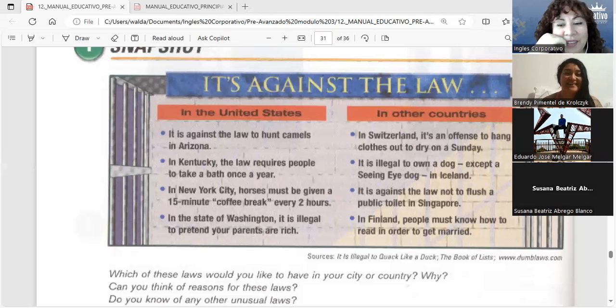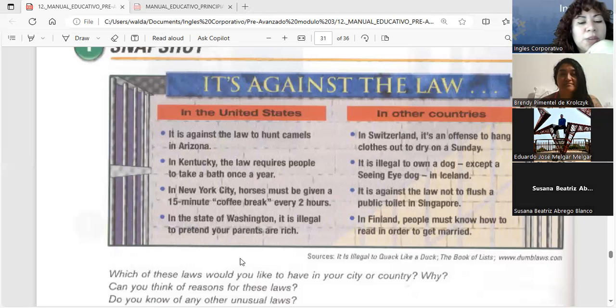Could be. And if you want to get married, just make sure you know how to read, everybody. I think everybody knows how to read here, right? So you can get married then in Finland. Okay. So do you know any other unusual laws? What do you think of these laws?